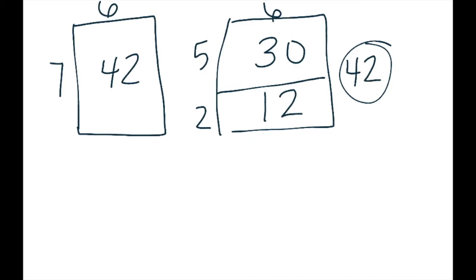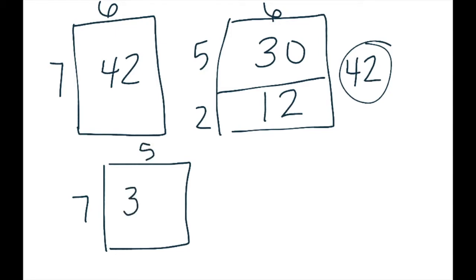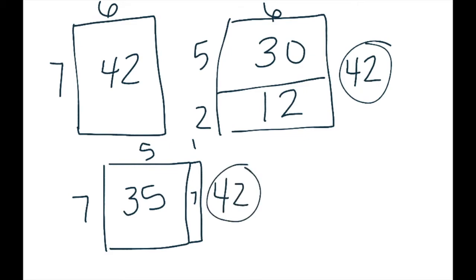Maybe another way, maybe someone could see this as 7 and 5 to get 35, and then another 7. And then 35 and 7 is 42. So this is what the open area model looks like. It doesn't just have to have two pieces.